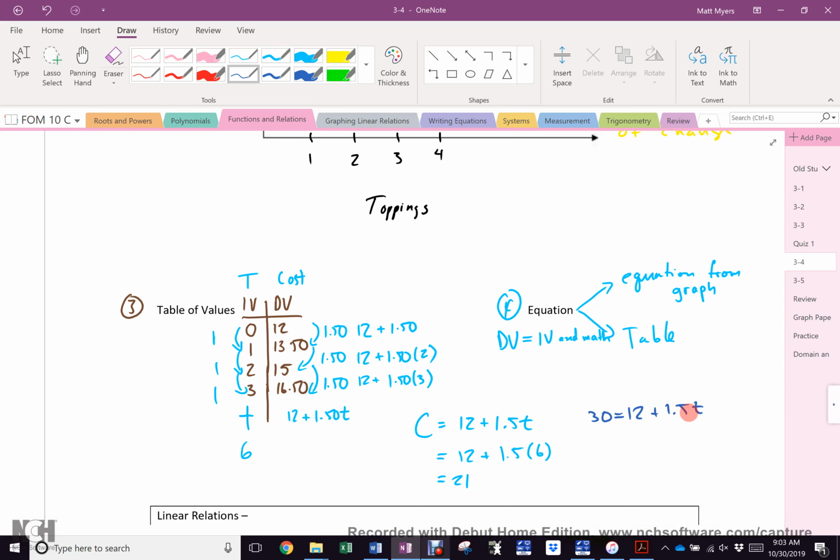Minus 12 from both sides. 18 equals 1.5 T. Then what? Divide by 1.5 and T equals... 18 divided by 1.5 is 12. 12 toppings on a pizza is disgusting, but some of you might actually like that.